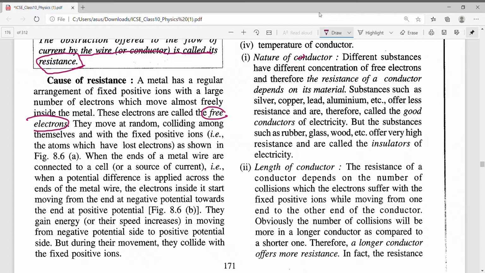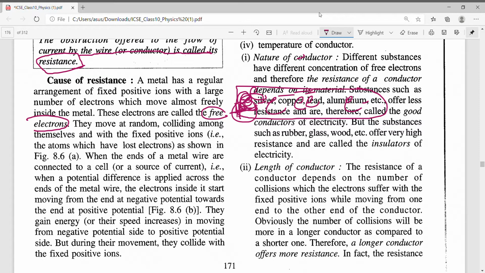They move at random, colliding among themselves. Let's say this is a tube. There are certain electrons getting banged into and obstructed by other things. So they are traveling among fixed positive ions. Let's suppose this is a positive ion, so this electron collides with this fixed positive ion, right?